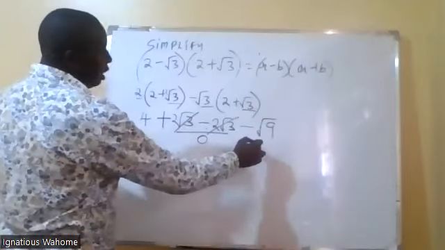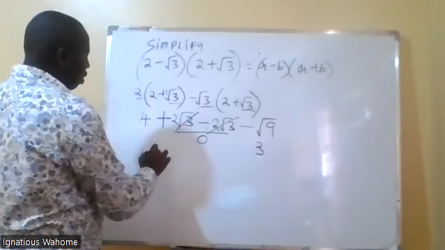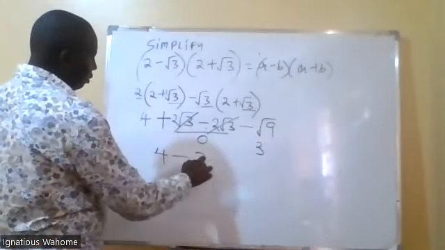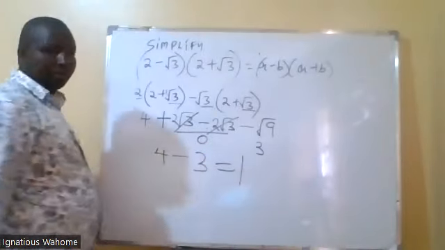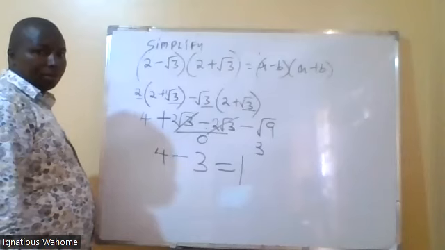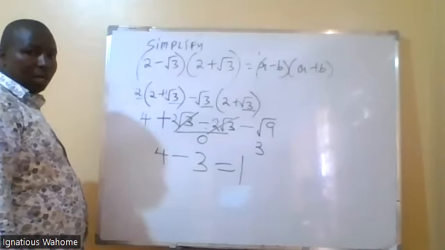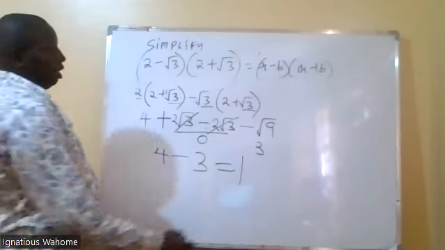Then what about root 9? Root 9 is 3. So we get 4 minus 3, which is equal to 1.